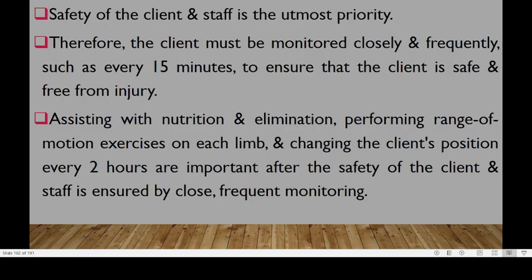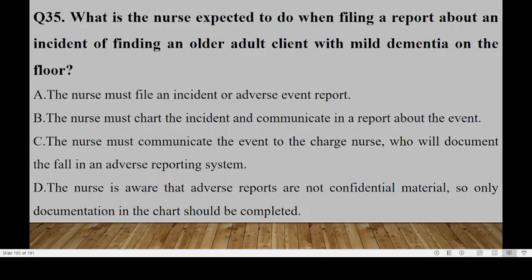Assisting with nutrition and elimination, performing range of motion exercise on each limb, and changing the client's position every 2 hours are important after the safety of the client and staff is ensured by close, frequent monitoring.